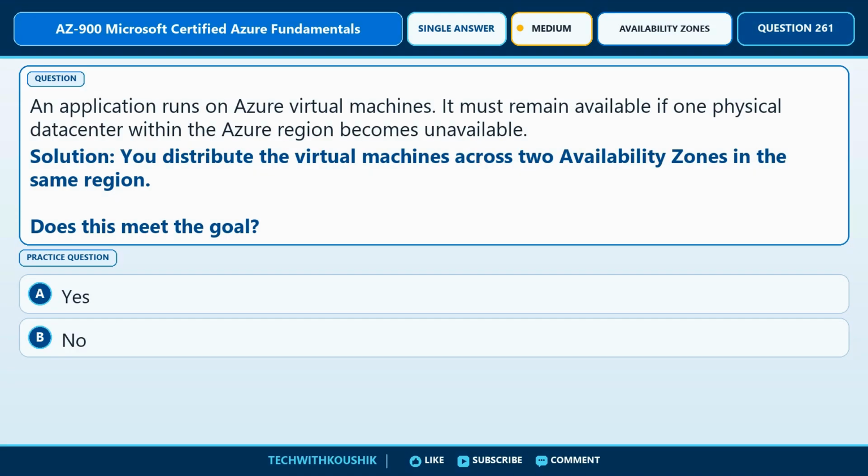Let's take a look at question number 261. First, let's review the situation. An application runs on Azure virtual machines. It must remain available if one physical data center within the Azure region becomes unavailable. Solution: you distribute the virtual machines across two availability zones in the same region. Does this meet the goal? Let's compare the available options. Option A is yes. Option B is no.